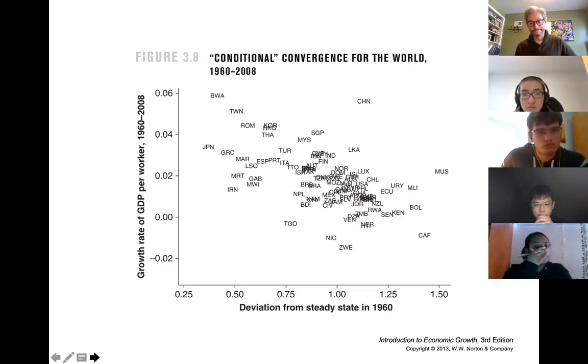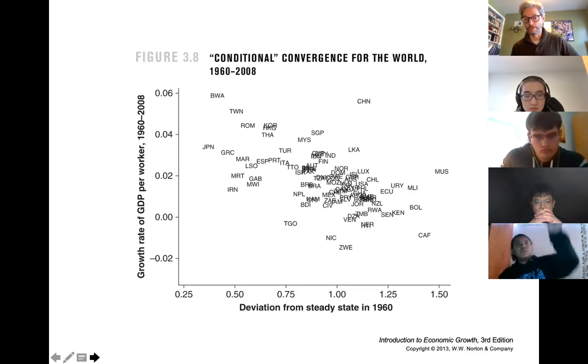What do we see? Well, the relationship is not perfect, but you do see this negative relationship, right? That's predicted. That countries that are below 1 do tend to grow faster, and countries that are above 1 do tend to grow slower.